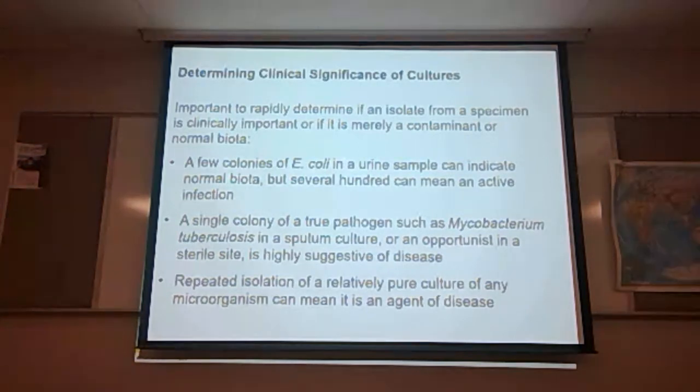So you have a few E. coli in your urine, that's probably normal. You have several hundred, you probably have a UTI. However, the presence of a single Mycobacterium tuberculosis in a sputum culture is probably suggestive of disease.